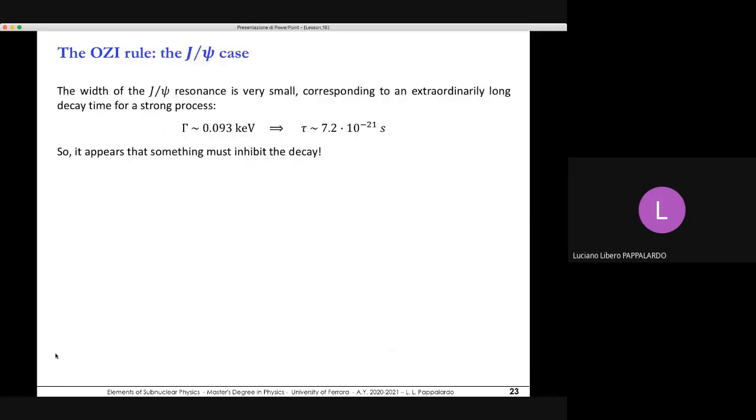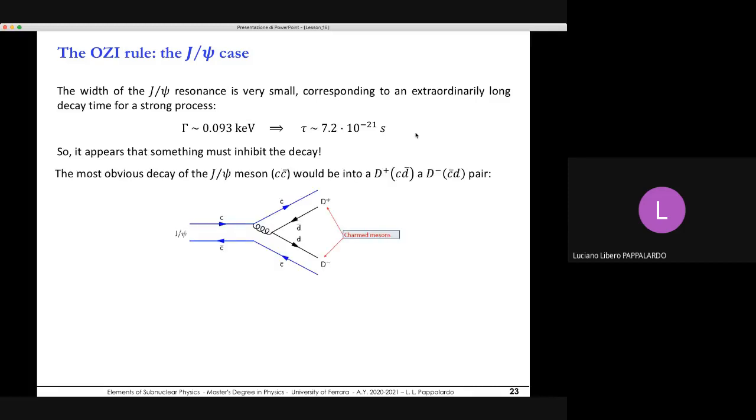The case of the J/psi is another interesting case where the OZI rule is applied. The width of the J/psi resonance is very small compared to other hadronic states, for instance. This corresponds to an extraordinarily long decay time for a strong decay. The width is of the order of 0.093 keV, extremely small, extremely sharp. This corresponds indeed to a decay time of 10 to the minus 21 seconds, which is very, very slow for a strong process, right? Strong processes are usually in the range of 10 to the minus 23, minus 24 seconds. So why? What is happening here?